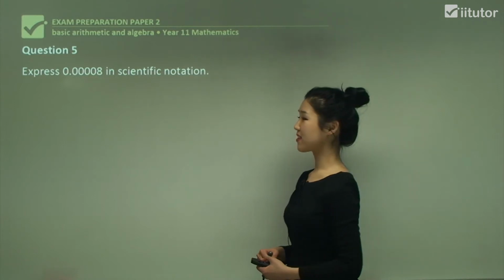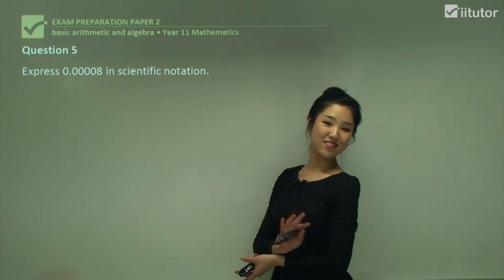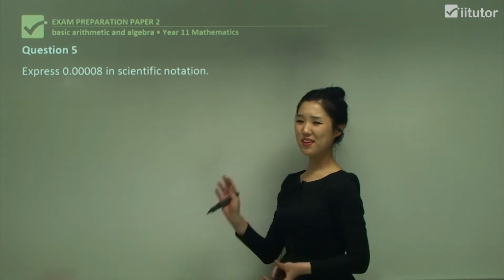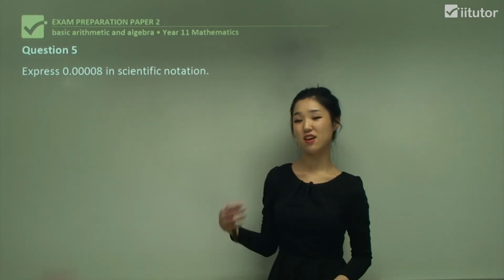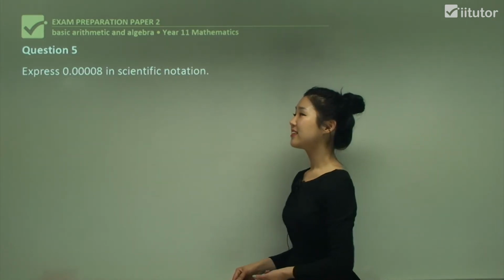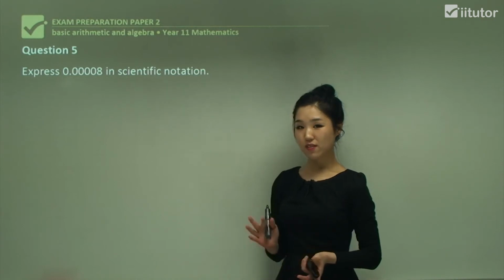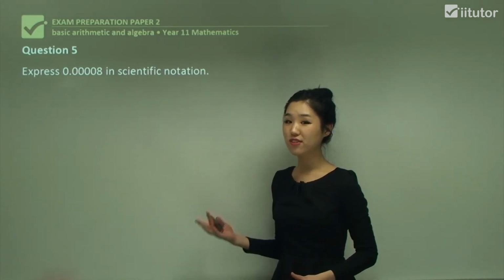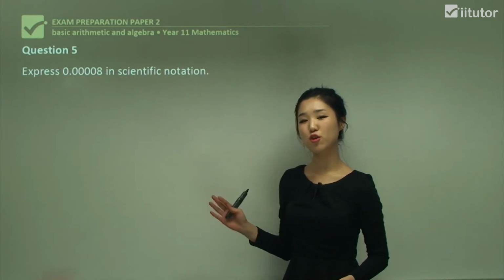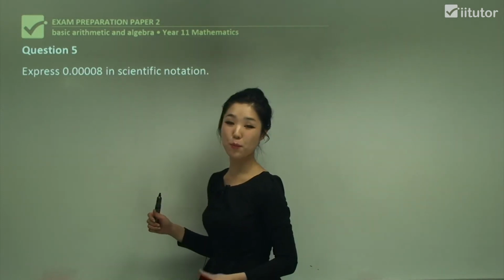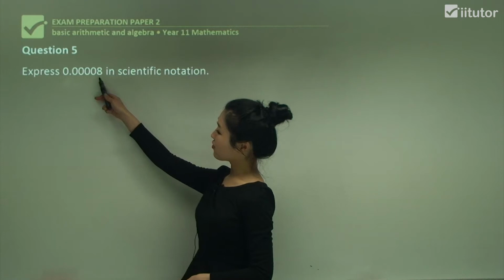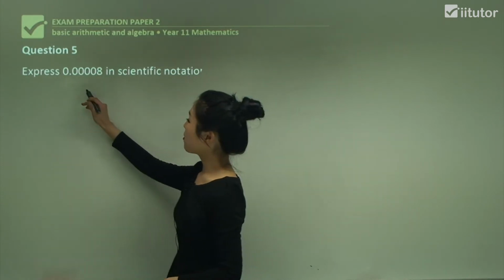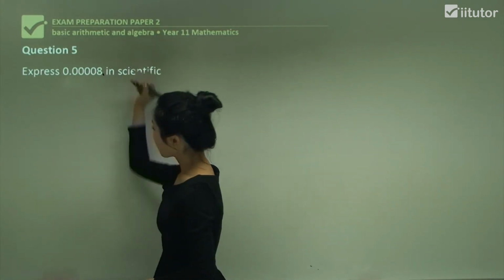Okay, question 5, express that number in scientific notation. And as you can see, there are so many zeros there, so this time scientific notation is very relevant, isn't it? So again, as I said in the previous question, we'd like to have the decimal point after the first non-zero number. So the first non-zero number is 8. So I'll put the decimal after 8, so there.